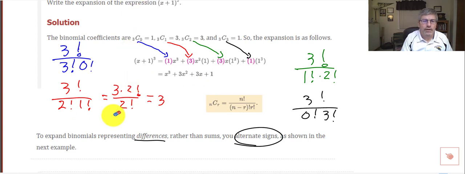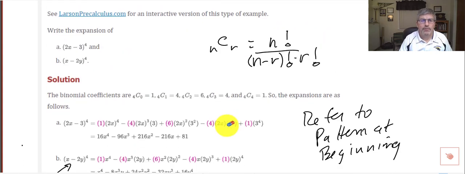Now, one thing to note here, to expand binomials with differences rather than sums, we would have alternating signs. So if this was x minus 1, we would have a positive, a negative, a positive, and a negative, that kind of thing. So we have a couple more sample problems here.